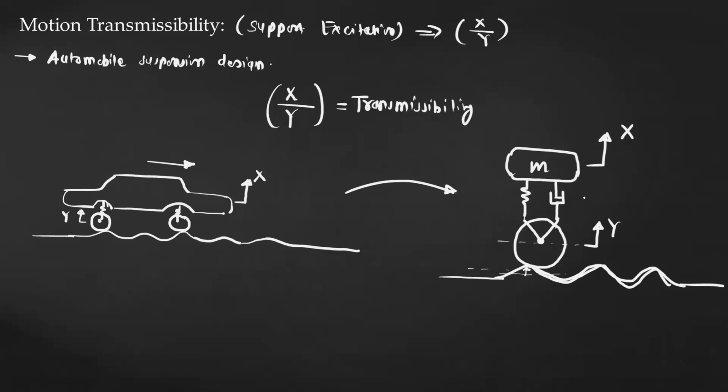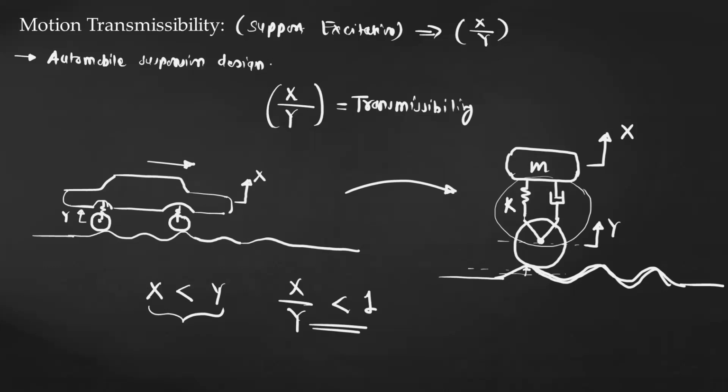So when we design the suspension of the automobile, our aim will be the x value, which is the displacement of the mass or the chassis, it must be less than the y value. So this ratio x upon y must be less than 1 for good shock absorbing capacity. So in order to design the proper value of k and the c, we should study the motion transmissibility. So this is the concept of the motion transmissibility.